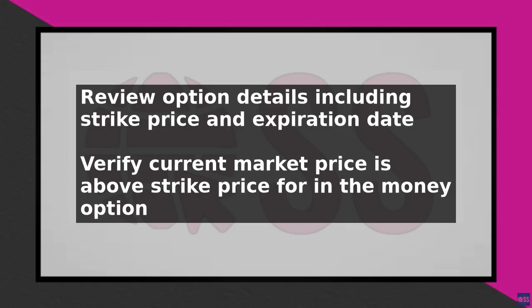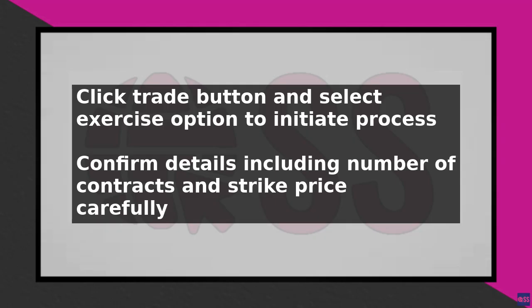To exercise the call option, click on the Trade button and select the exercise option. You will be prompted to confirm the details of the exercise, including the number of contracts and the strike price. Review the information carefully and confirm the exercise. Once you have exercised the call option, Moomoo will automatically execute the trade and deliver the underlying asset to your account. You can then decide to sell the asset or hold it in your portfolio.